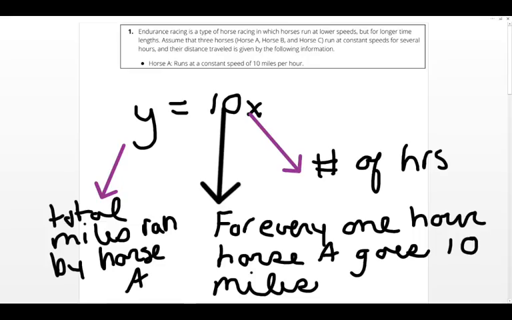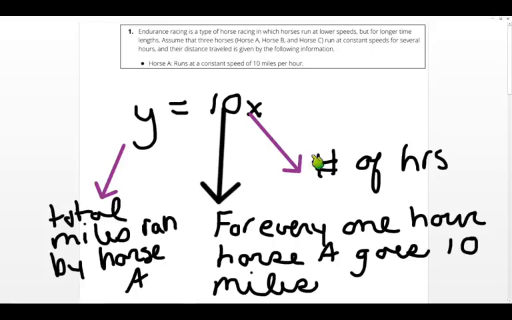The first thing is that they tell you that you've got 3 horses, horse A, horse B, and horse C. And they describe in words how horse A runs. They say he runs 10 miles an hour. The equation for that is y equals 10x, and I'd like that equation to be on your paper. Y equals 10x, write it down.